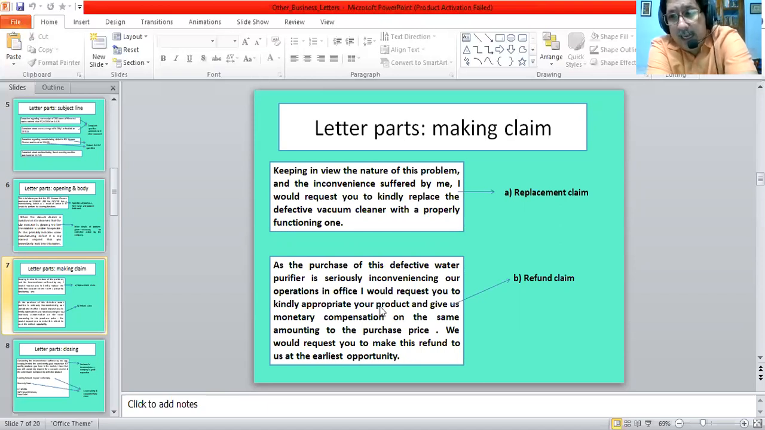Whatever the case may be, it should be very clearly stated in the body of the letter, and specifically how it is to be made, and also if there is a time interval during which it has to be made, that should also be stipulated over there.